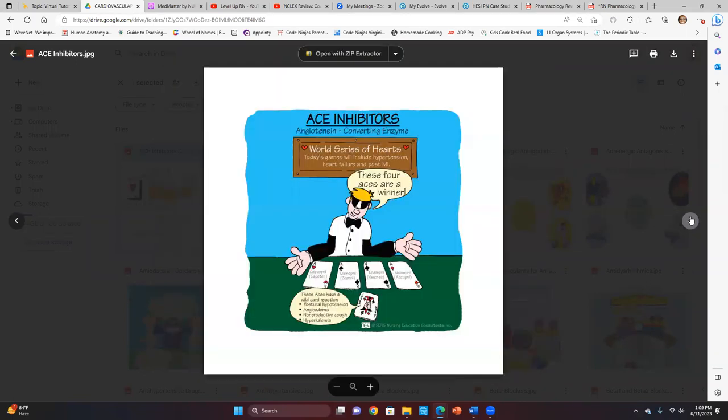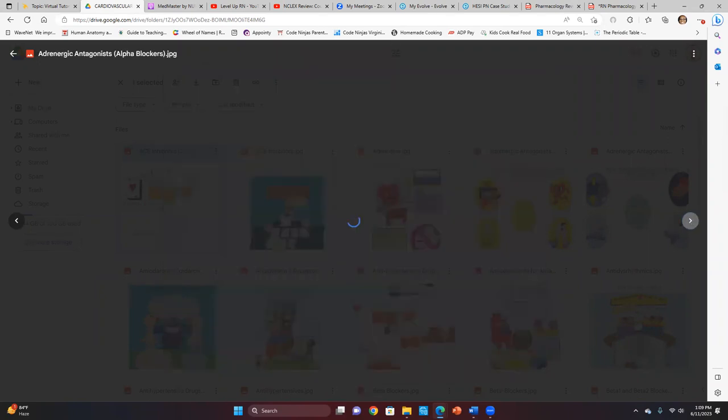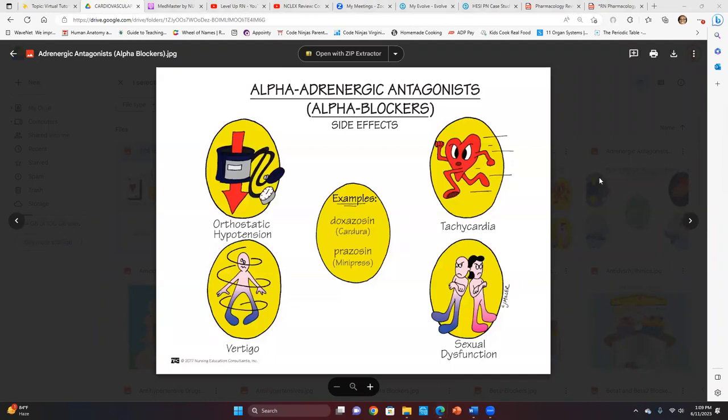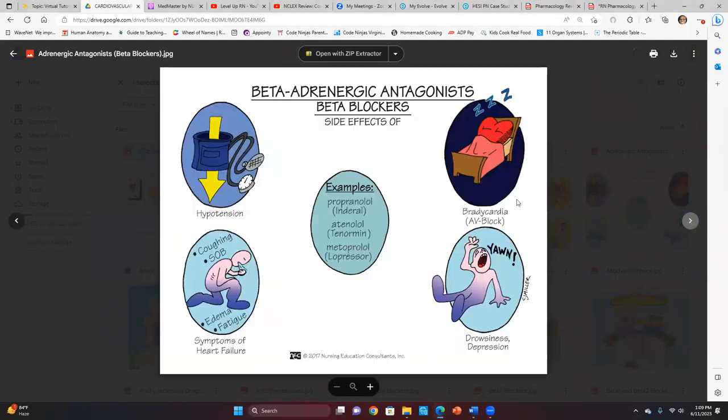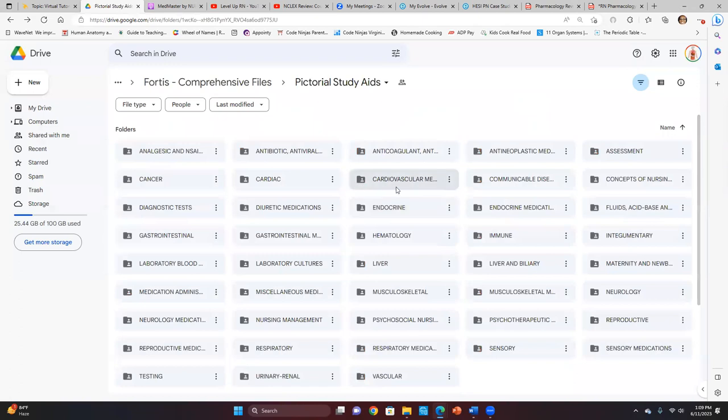And they're very good because they have cool pictures that help you understand how to study, or what to study, and also what the nursing considerations are, sometimes the diagnostic tests, the side effects, adverse side effects, those kinds of things. So just flipping through the pictures so you can see what is there. That was just an example for cardiovascular medications.